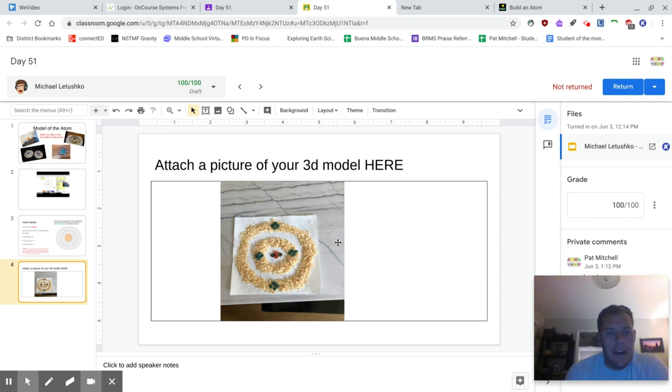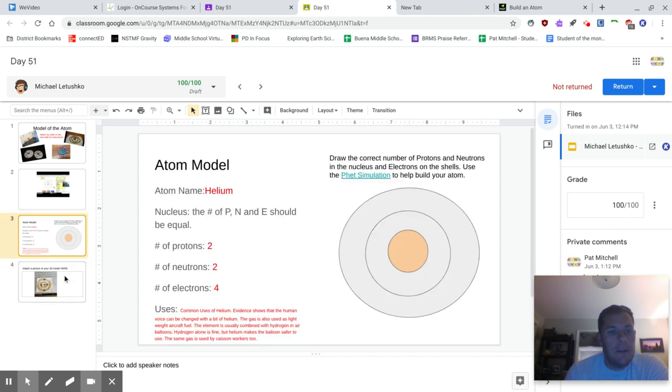And he did something creative. It looks like he used cereal. If I look closely, it looks like it's Rice Krispies, and he had some fruit or other types of cereal in his model. So you can see how he made his model there using cereal. So that's what you're going to do.